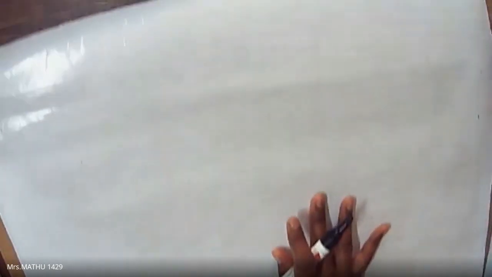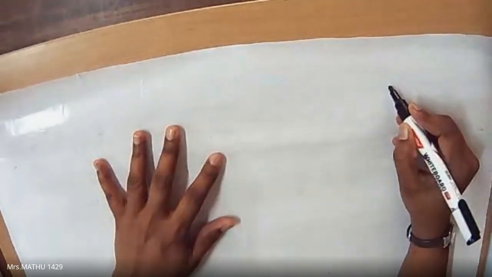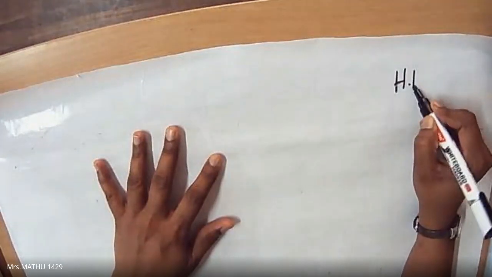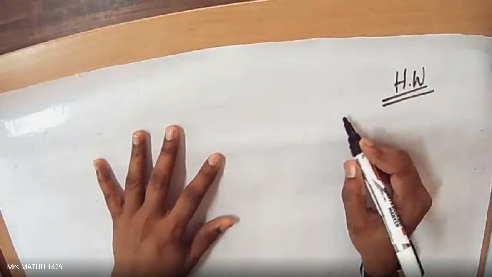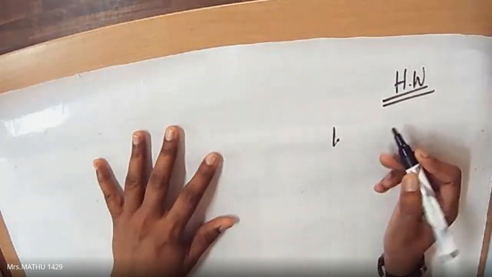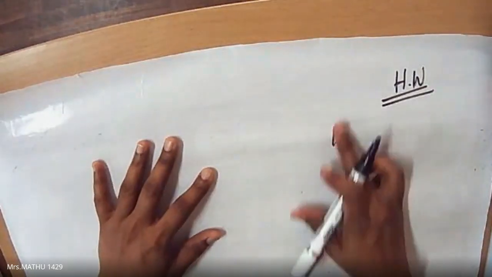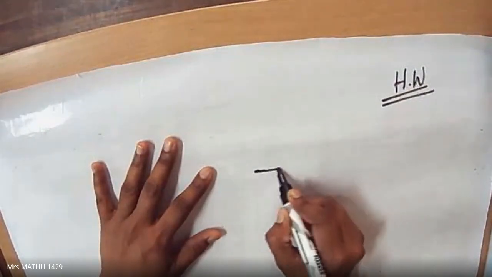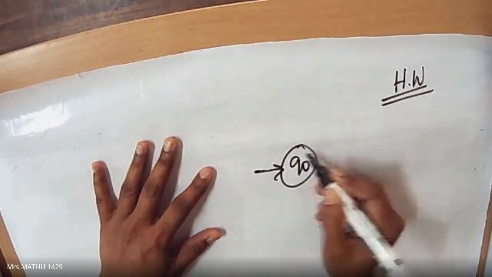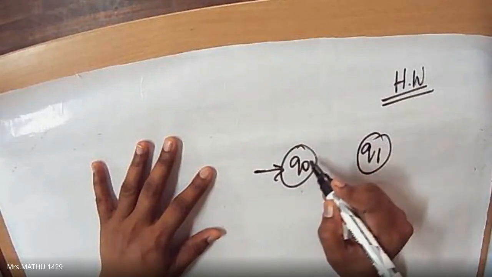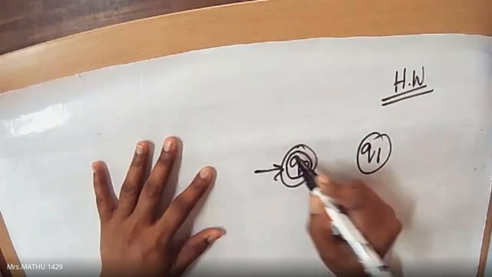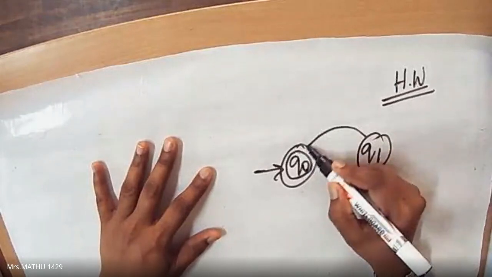So let me give you two homework problems for this. You make a note of that and do it. And in the next class, you give me the answer for this. Okay, I'll give you the homework problem. Q0, Q1, and the initial state itself is the final state.